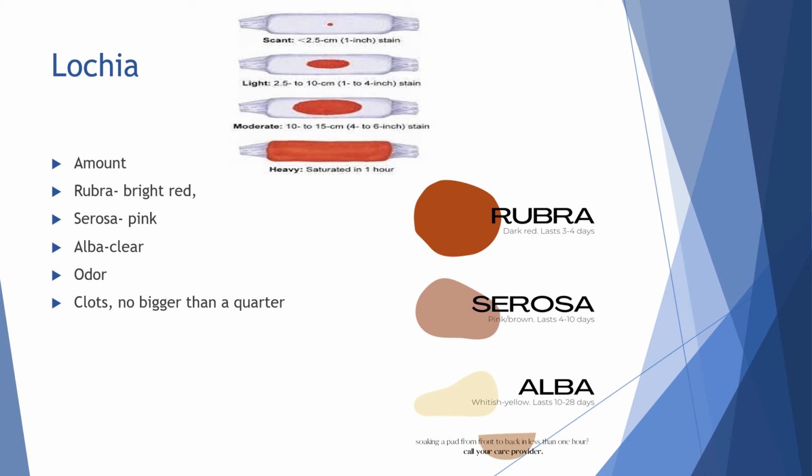The reason why she needs to know is because we don't really see patients for too long after they deliver. They're usually in the hospital 2 to 3 days. We only see the rubra, but they're going to be bleeding for 6 weeks. So they need to understand the pattern with rubra, serosa, which is 4 to 10 days, and alba, which is 10 to 28 days. So it's very important when you're doing the assessment.